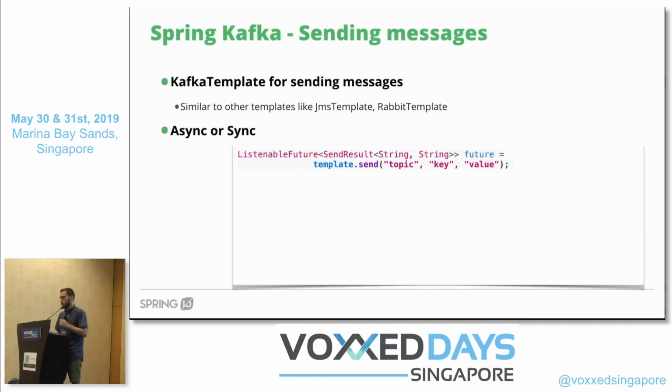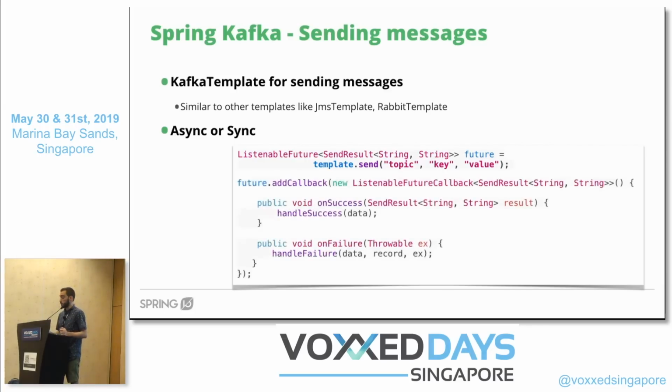So here we have an example. With template.send, we specify the topic name, the key and the value, and that will return a listenable future. So that's a completely async call. You can define a callback for success and failure as well. That's optional, but you can actually get the result of that sending into Kafka. So we support both async and sync sending of messages.